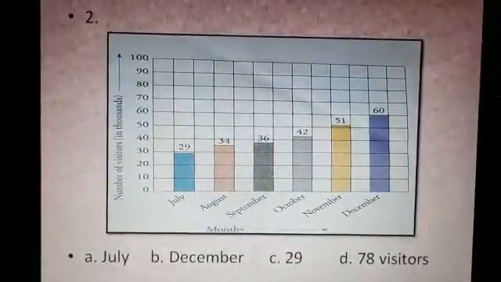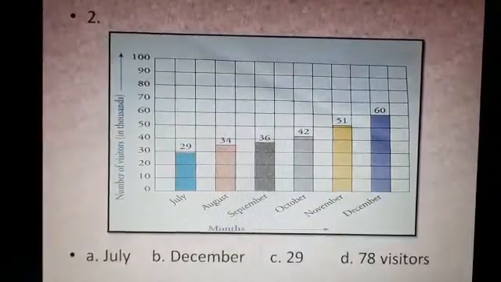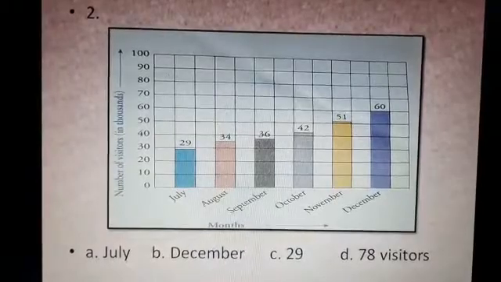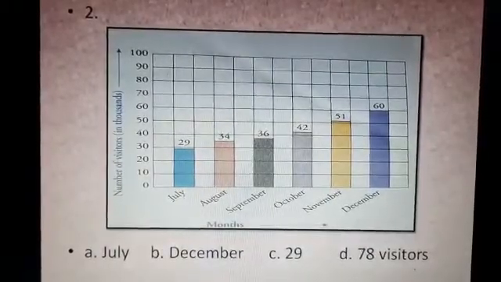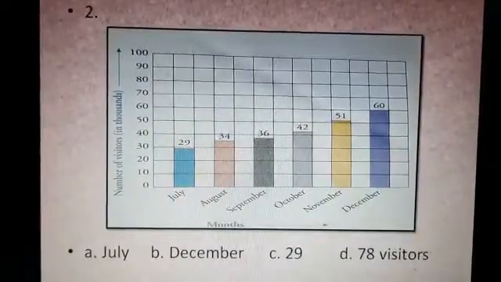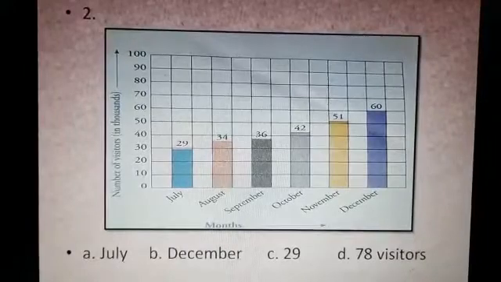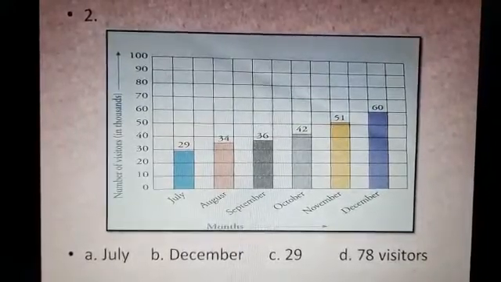Let us do the second bit. The question is, the bar graph shows the number of visitors in a museum during the last 6 months of the year. Now we have to look at the bar and answer the questions. The first question, in which month was the number of visitors the lowest? If you look at the bars, the lowest one is in the month of July. Only 29 visitors are there.